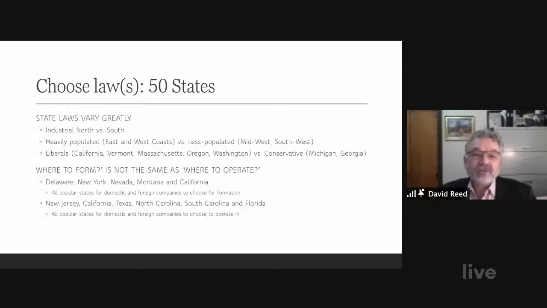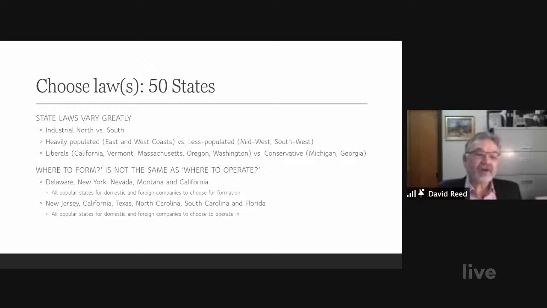When you look to a state, you must look to a state because you must choose to form your entity in a particular state. We do not have a federal registration. There is no U.S. corporation. There's a state corporation. You are filed in New York or you are created in Delaware. It's important to look at what the laws of that state are because you are choosing to form there, but that's not necessarily where you are choosing to operate.